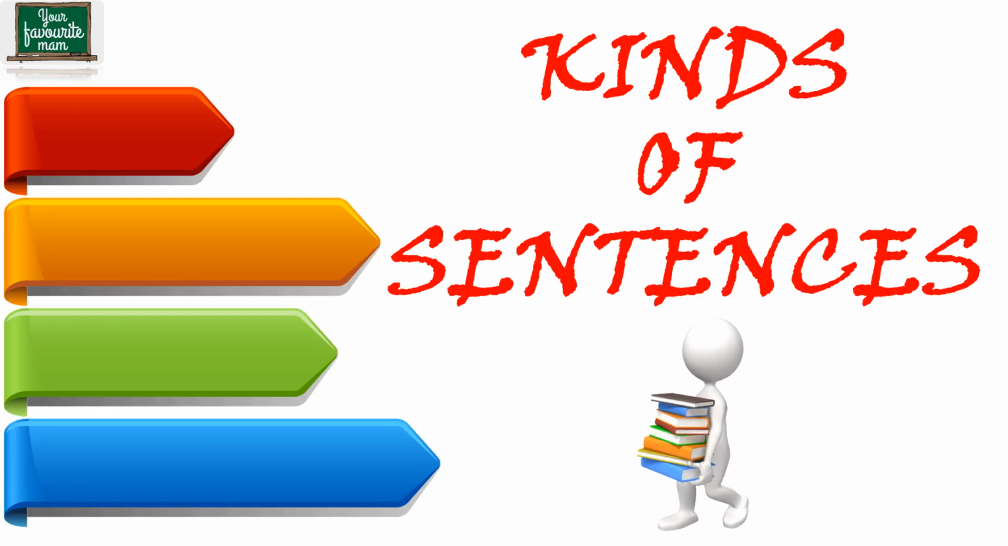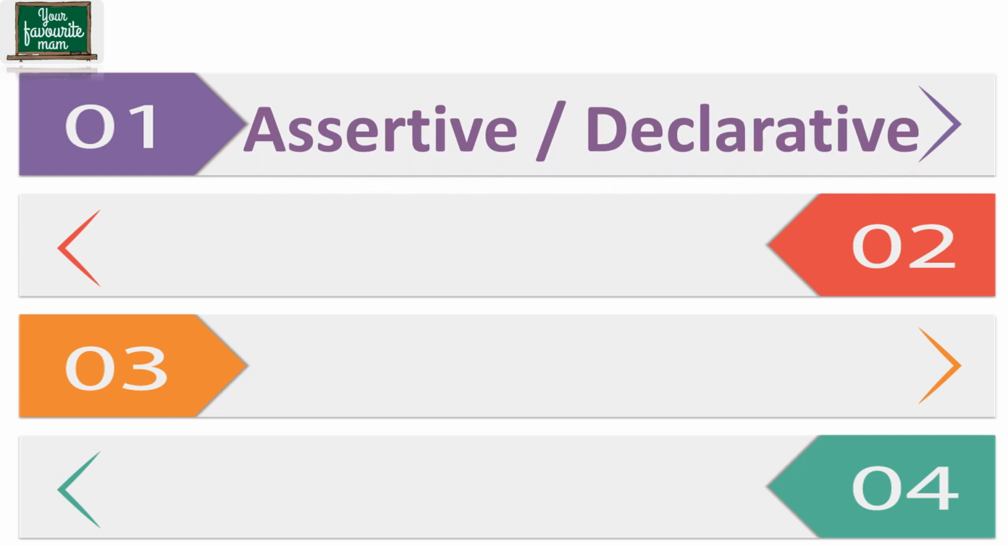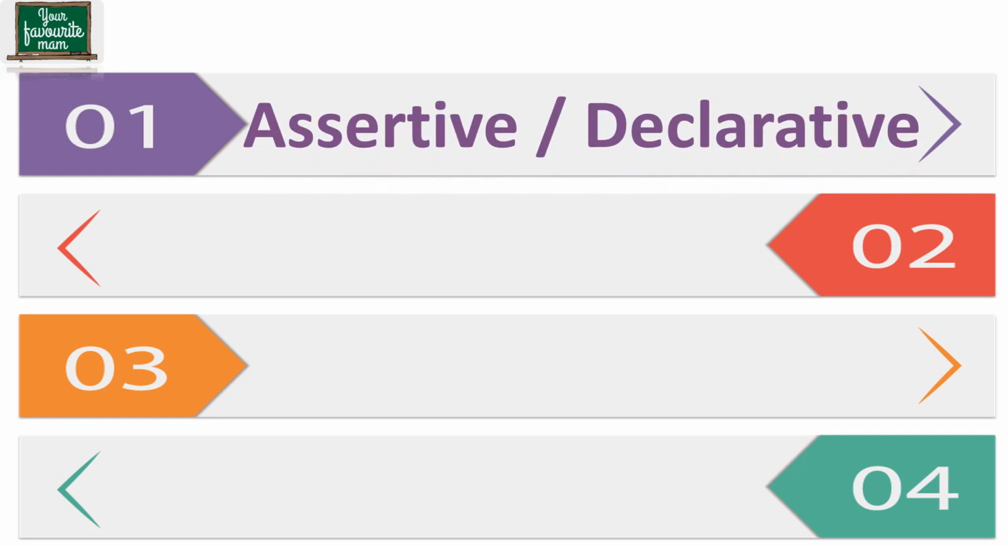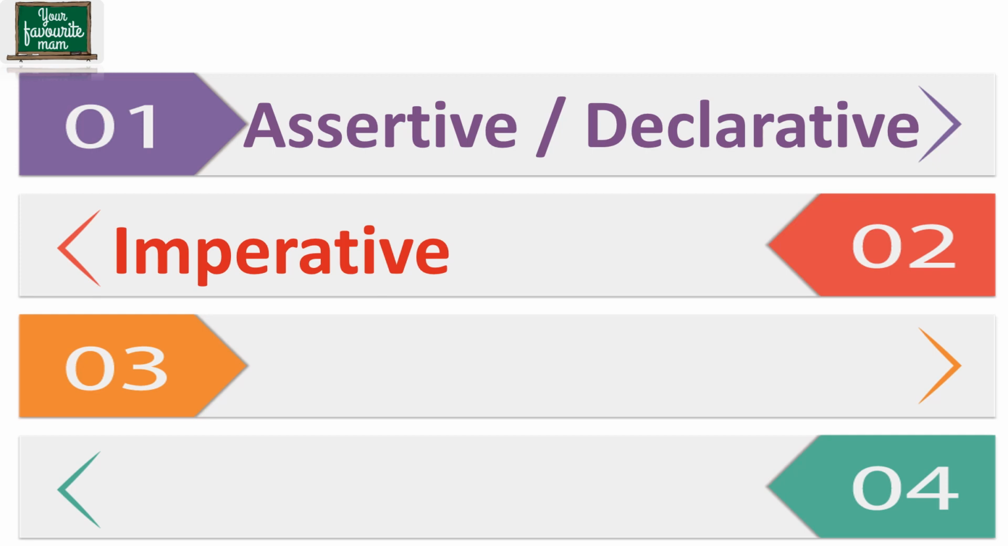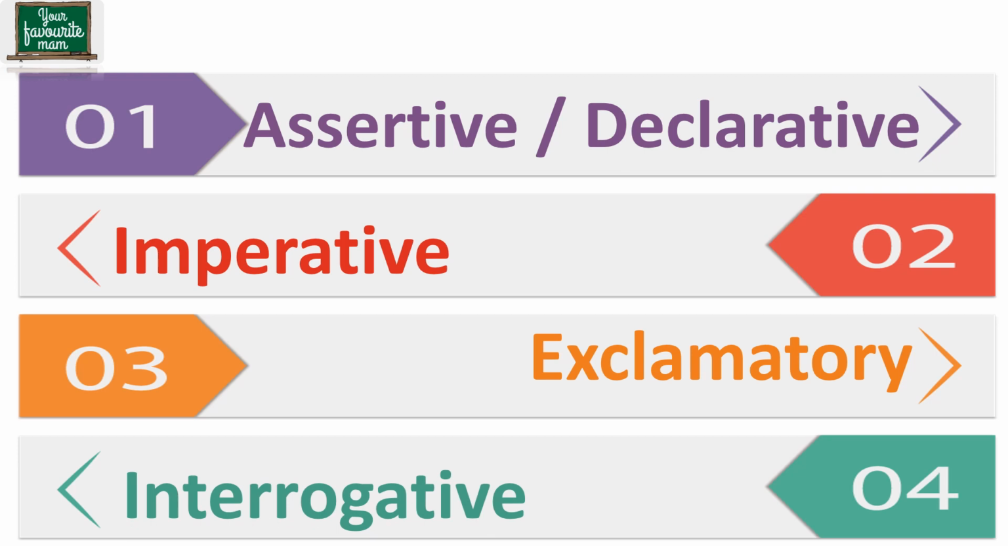So now that we know what a sentence is, let's move on to know the kinds of sentences. In writing and speaking, there are four basic types of sentences that we use for different purposes. The first is assertive, also known as the declarative sentence. Second is imperative sentences, exclamatory sentence, and the last is interrogative sentence. So let's take them one by one and start with assertive or declarative sentence.